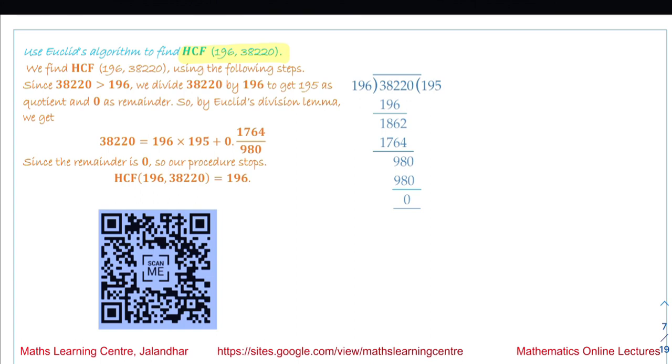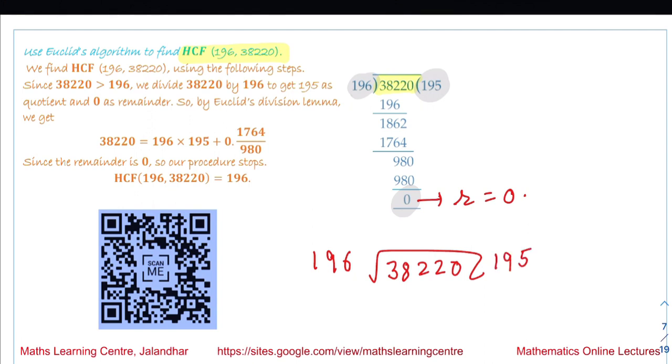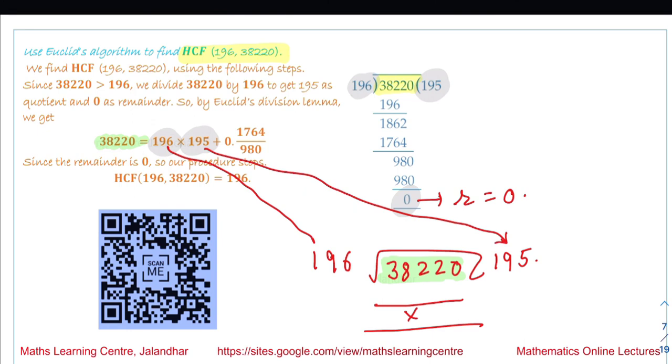We have shown the division here. If we divide 38220 by 196, the quotient we obtain is 195, and the remainder is 0. So we can write 38220 is equal to 196 into 195. So the HCF of 196 and 38220 is 196, because the remainder is 0. One step is sufficient to find the HCF of these two numbers.